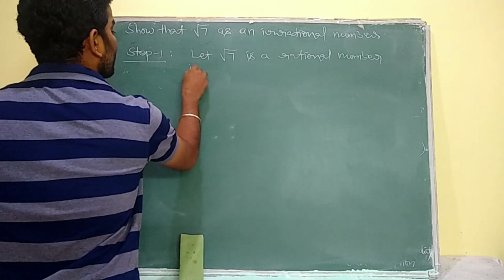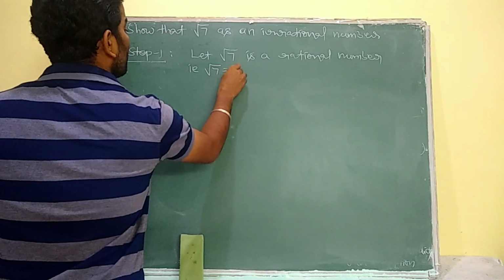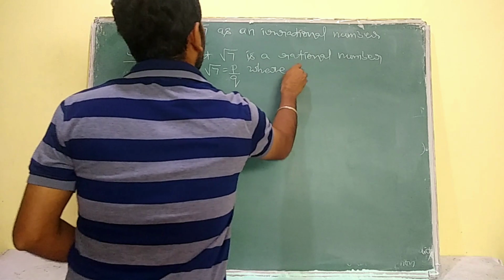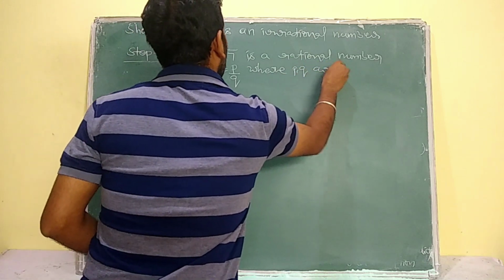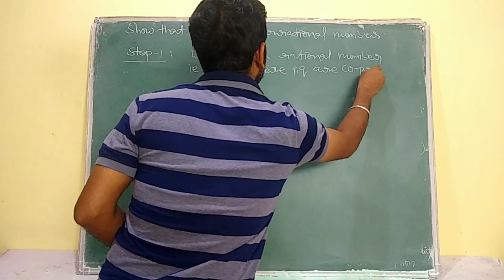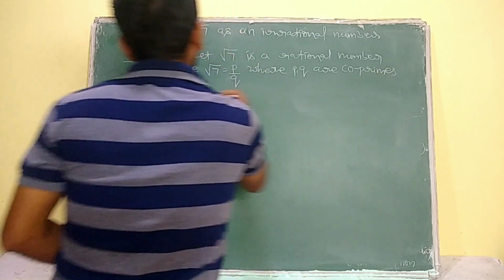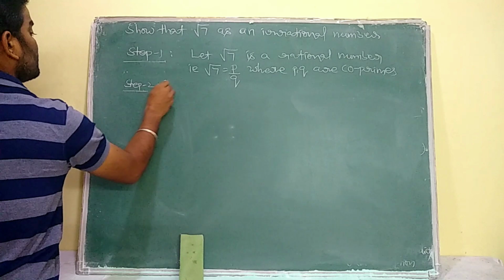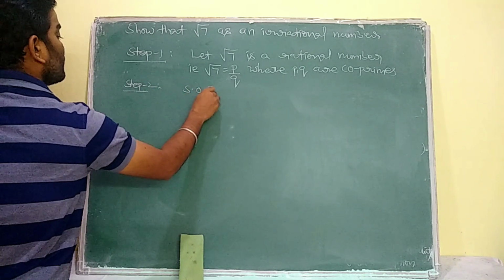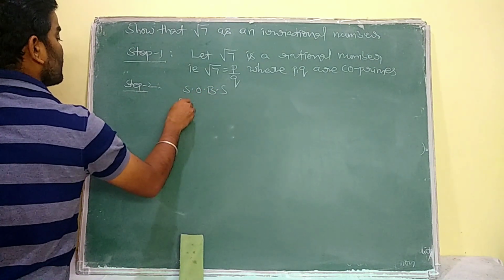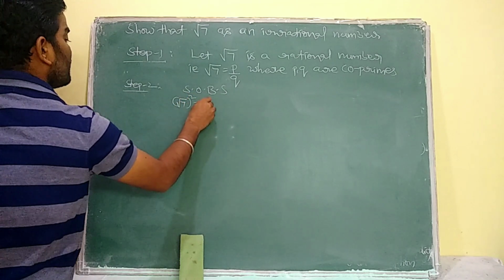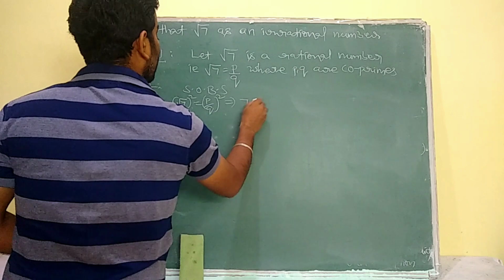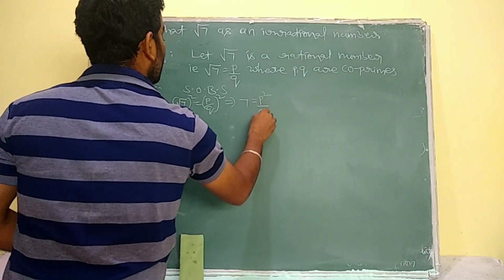That is, root 7 is expressed as some p by q where p, q are co-primes. Now step 2. Coming to this step 2, we have to square on both sides. That is, root 7 whole square is equal to p by q whole square. That implies 7 is equal to p square by q square.